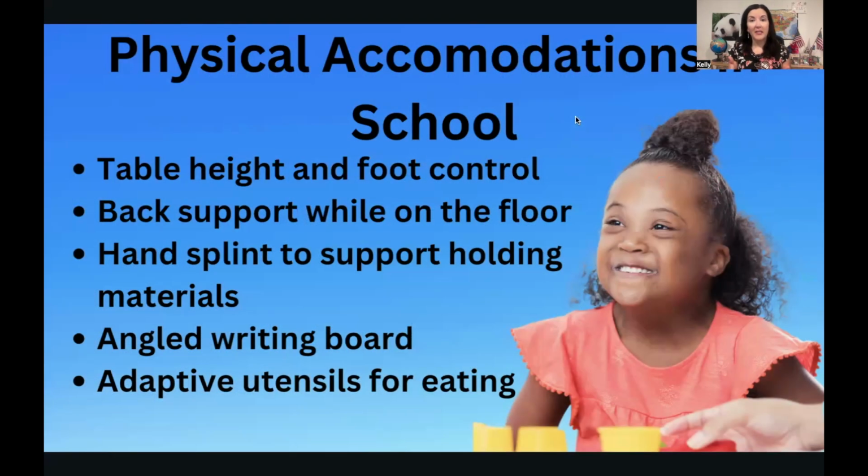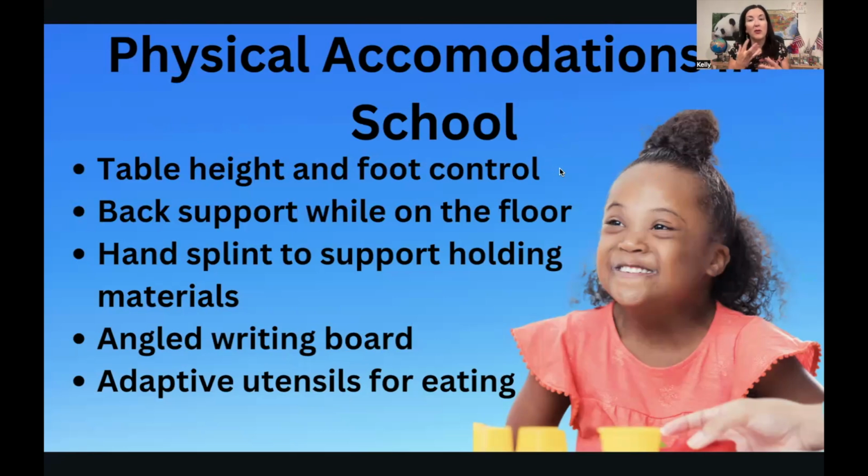Physical accommodations in school: table height and foot control. Remember that the Down syndrome community tends to be shorter. Back support while on the floor. They have lower muscle tone in order to hold themselves up.